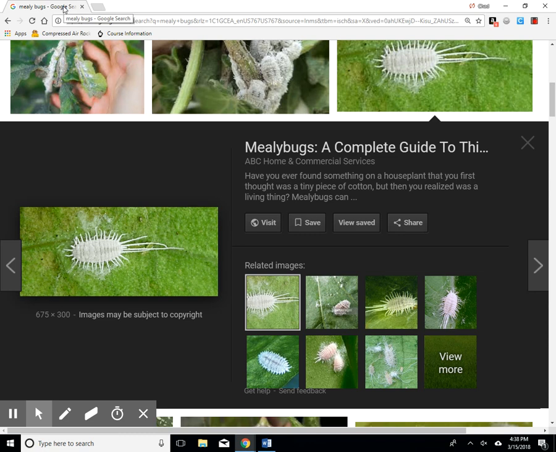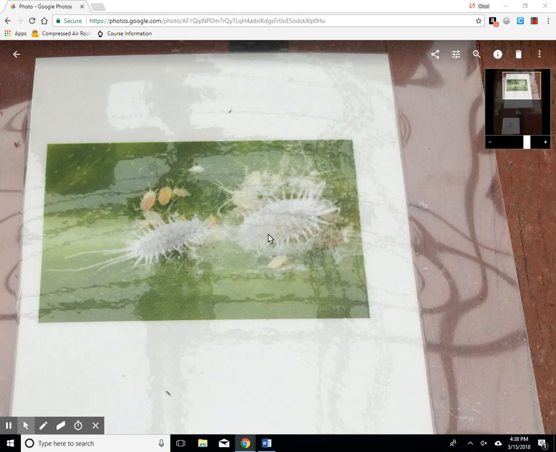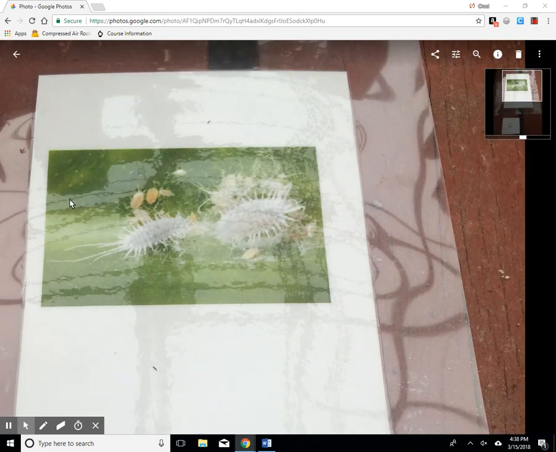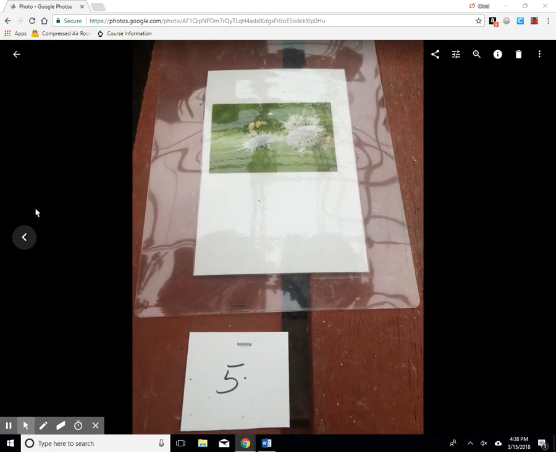What does it do to the plant? What it tends to do is suck juices out of the plant. And when they suck out juices, then that leaks sugar. And when there's sugar, then mold and other problems can come from it. So, mealybug.